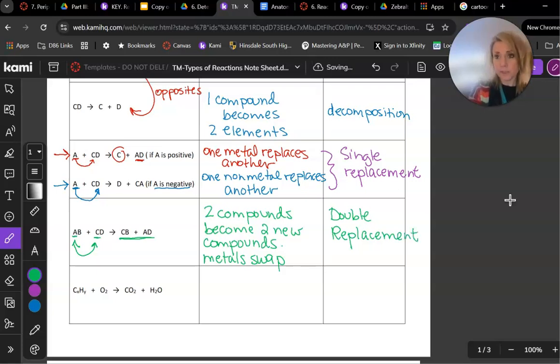Again, this is different from single replacement because in single replacement, one element is always left by itself. But in double replacement, you still have compounds. They're just different on the left and on the right side of the arrow.